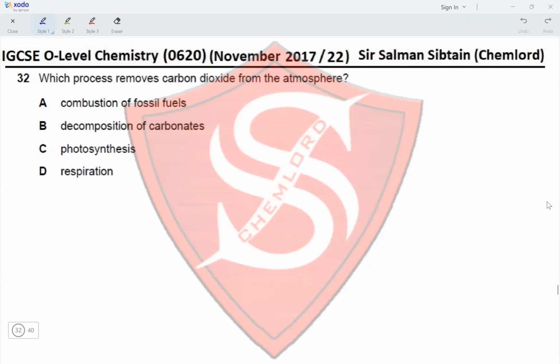Question 32. Which process removes carbon dioxide from the atmosphere? Combustion of fossil fuels produces CO2 and H2O. Decomposition of carbonates would produce carbon dioxide. Photosynthesis would require carbon dioxide and water to react together to produce glucose and oxygen. So this would remove carbon dioxide from the atmosphere. Respiration would require glucose to be burnt in oxygen, producing CO2 and H2O. So this would add carbon dioxide to the atmosphere. So this makes option C the correct option for this question.